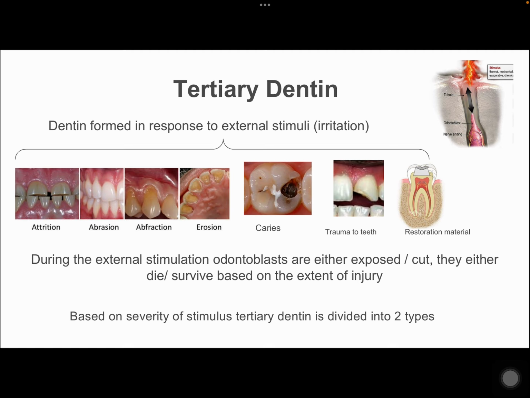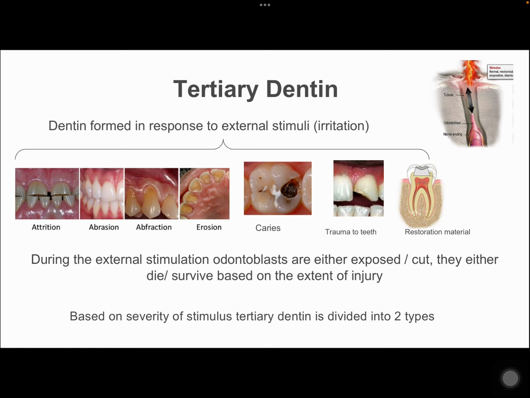Today's topic of our discussion is about tertiary dentin. Coming to the topic, tertiary dentin. Unlike the primary and secondary dentin, which are formed as a physiological process of deposition, tertiary dentin is formed in response to external stimulation or irritation to the tooth structure.